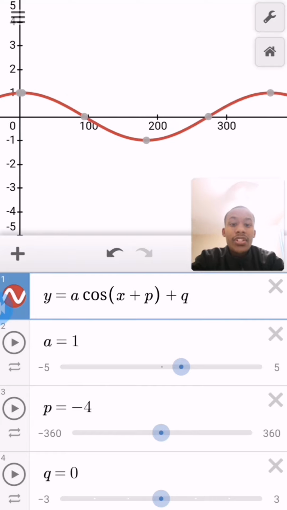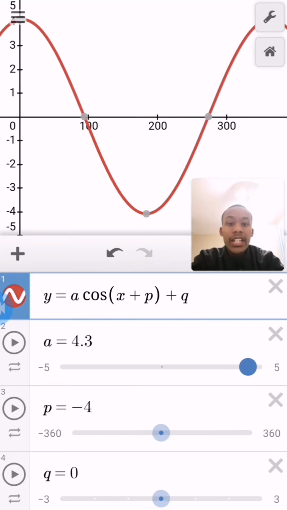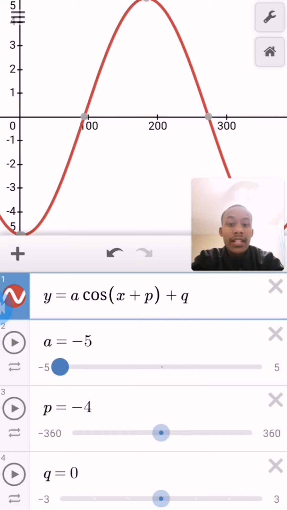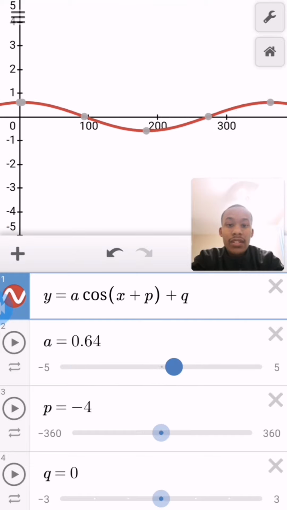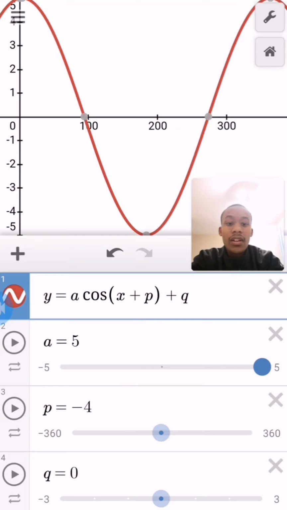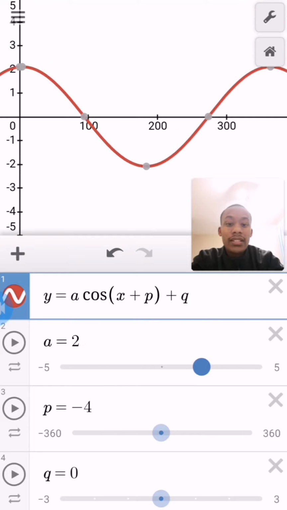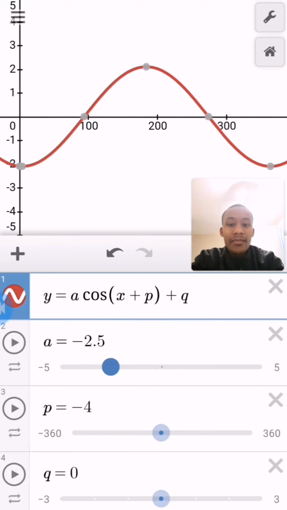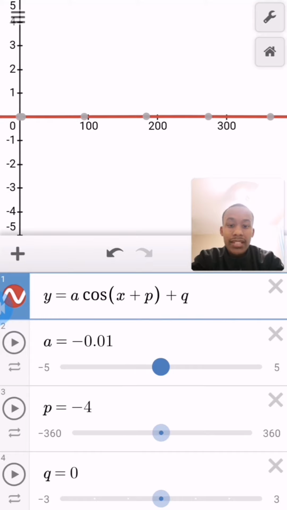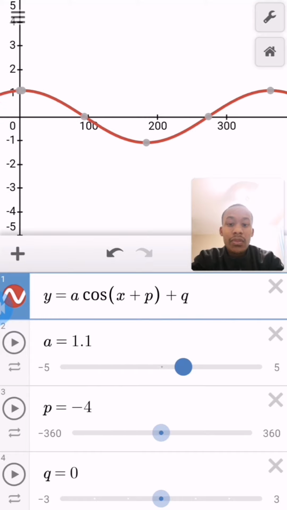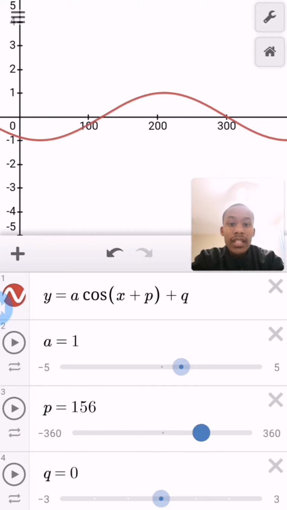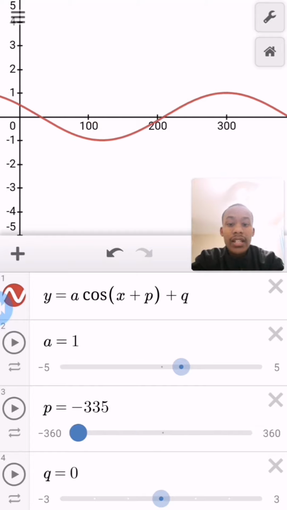Okay, so the cos function is similar to the sine. It also has an amplitude that stretches it out, or condenses it, and if it's negative, it reflects. Here you see the reflection happening, and then it stretches out, and the smaller the value, it condenses, or it squeezes together like that. And there's the reflection again when it's negative. Okay, let's just leave a at 1 and see what happens when we increase the p value. There the graph moves left and right and so forth.